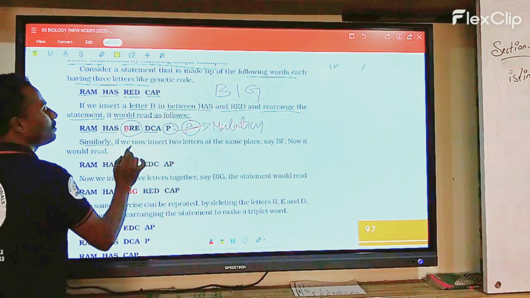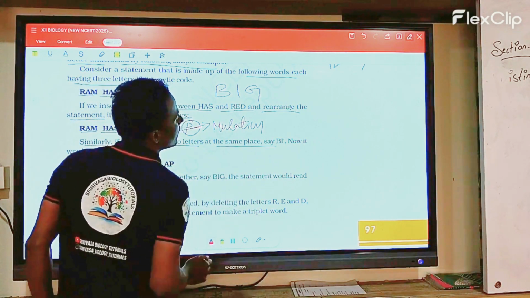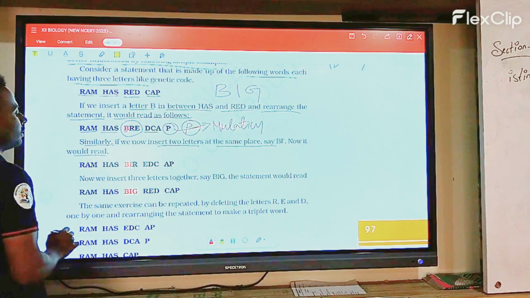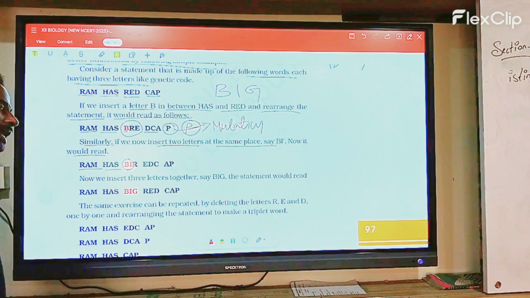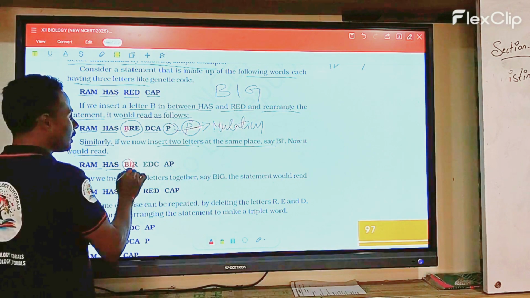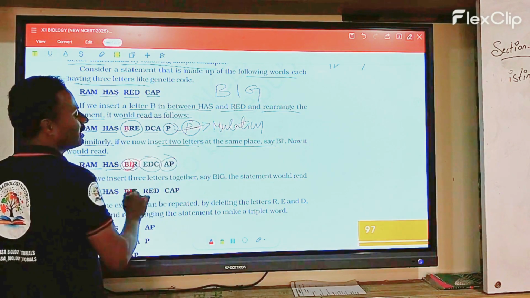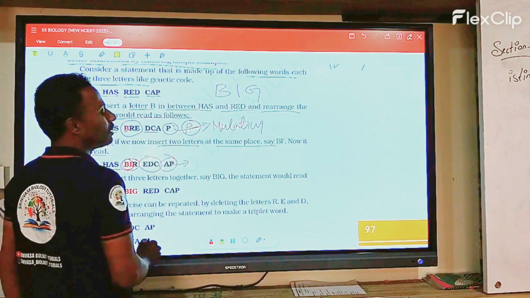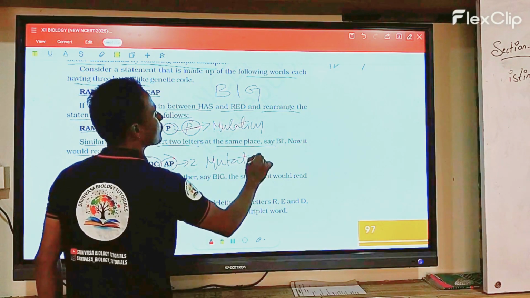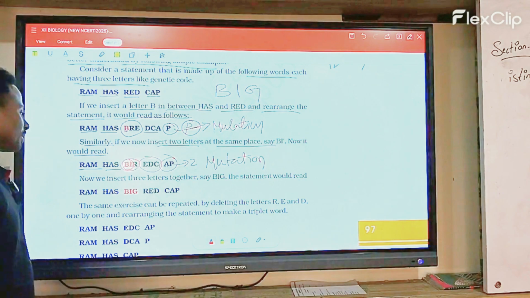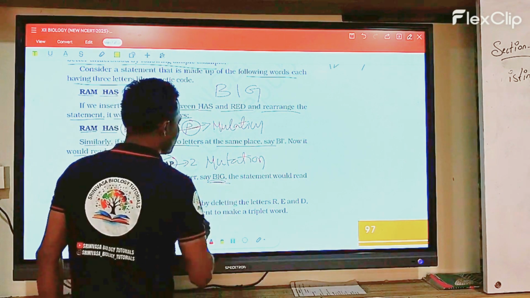Similarly, now we insert 2 letters in the same place, so it would be read differently. Now we add BI. Now you get BIR, ED, CA and P. Here 2 base pairs are present. Here also a mutation takes place. And now insert the 3 letters together, like BIG.